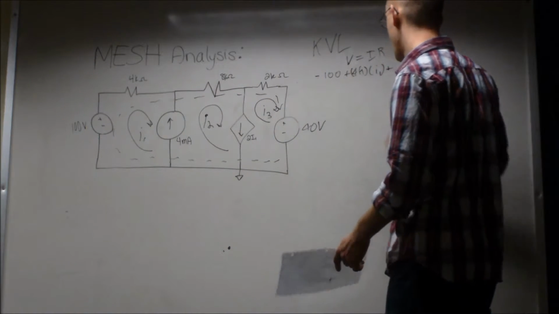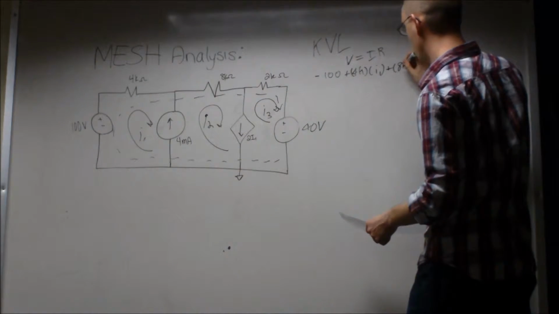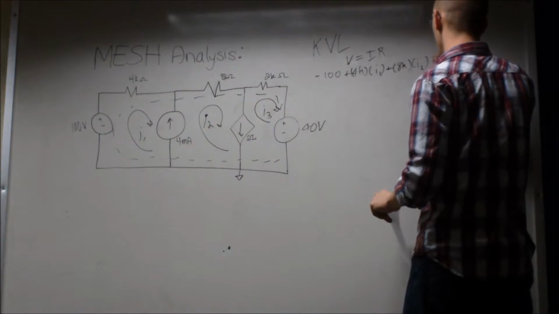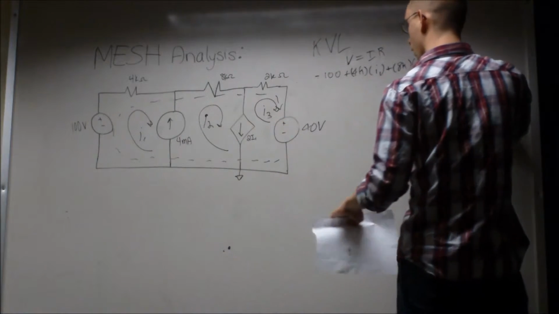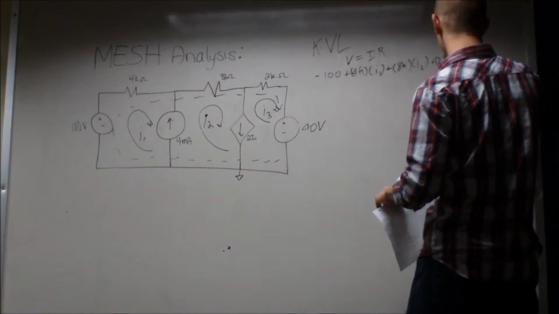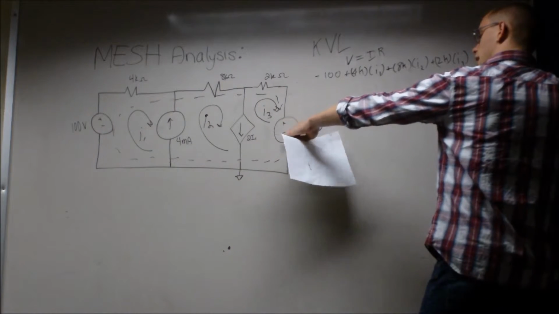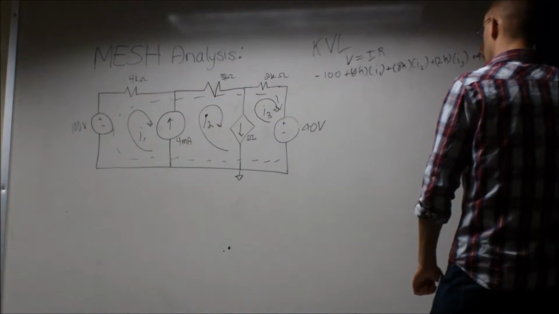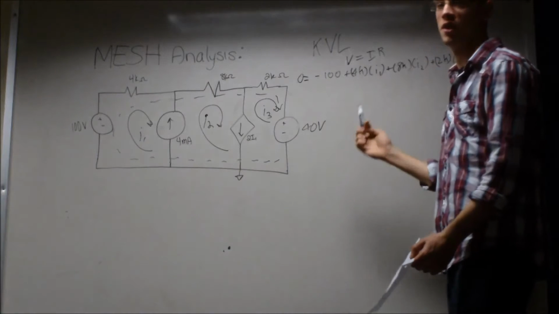Then you have that 8 kilo ohm, so you have 8K times I2. Then you have that 2 kilo ohm, using I3. And then you have the loop ending at that 40 volt voltage supply, entering the positive terminal, so we denote that as 40 volts. Like I said, you set the whole equation equal to 0 because it's supposed to net 0.